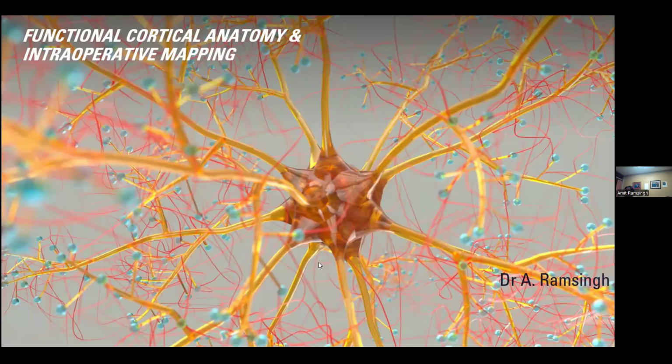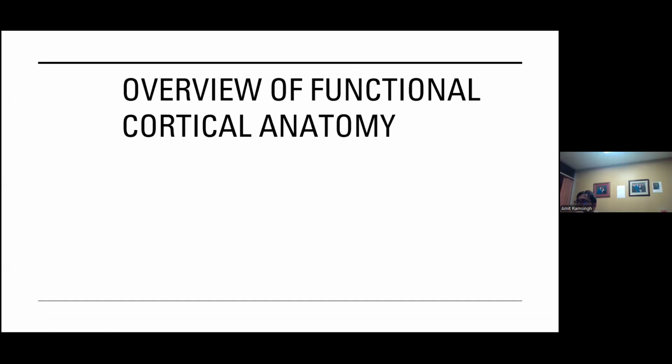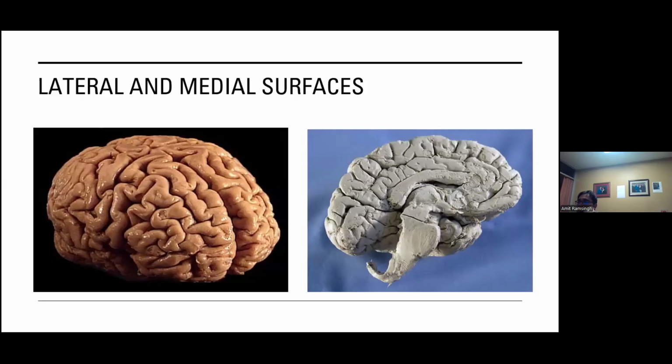We'll be doing a talk today on the principles of functional cortical anatomy, delving just a little bit into intraoperative cortical mapping. So first off, starting with an overview of functional cortical anatomy. Basically, we're just going to be looking at how we divide this into the lateral and medial aspects of the cerebrum, and delving into just the main areas of interest, which we'll get to. And as I said, lateral and medial surfaces.